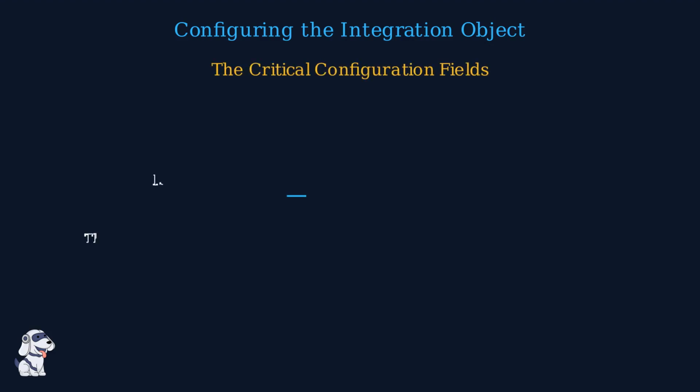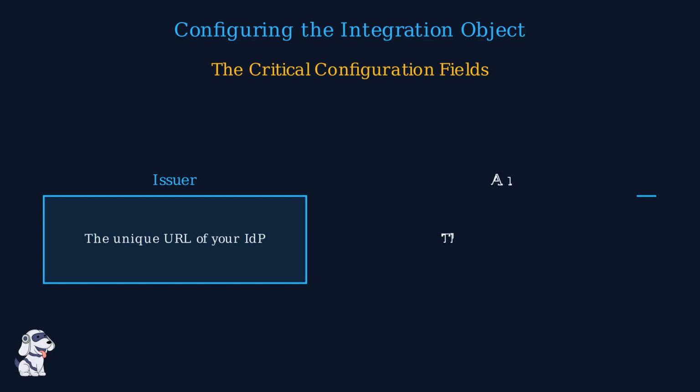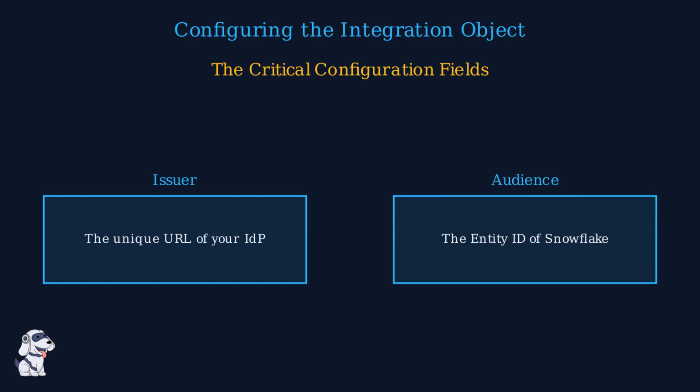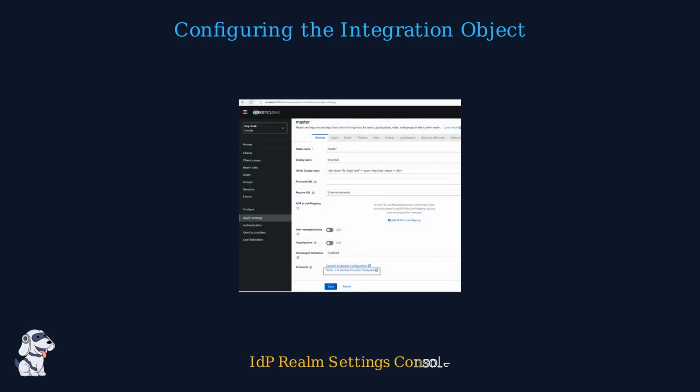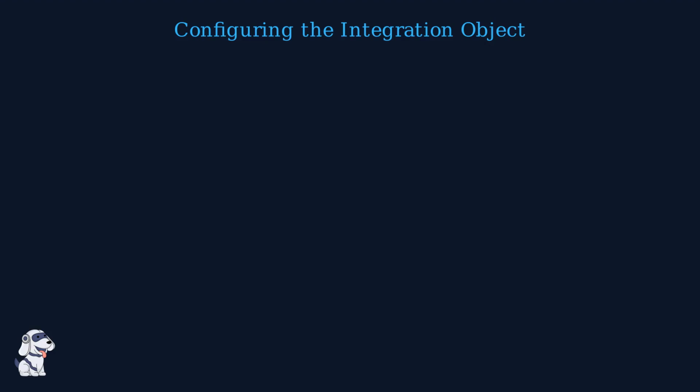Within this object, two fields are paramount: the issuer and the audience. The issuer points to your identity provider, and the audience identifies Snowflake. These must align perfectly. Here's a look at your IDP settings console. You must copy these exact values from here into your Snowflake security integration configuration.